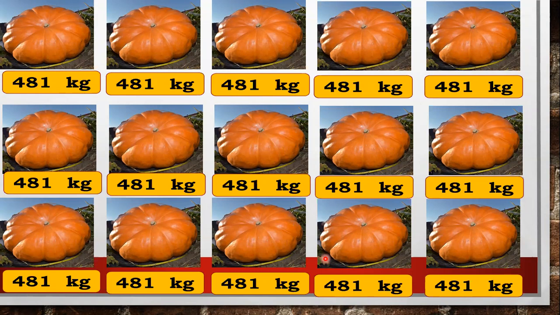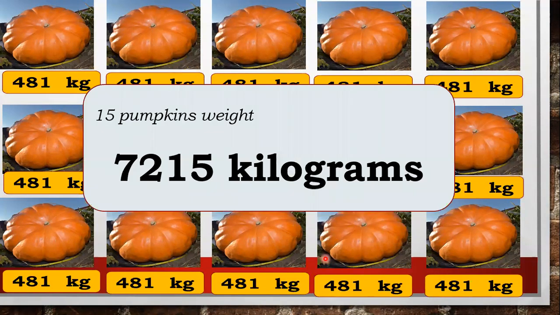So as you can see, we do have 15 pumpkins. 1, 2, 3, 4, 5, 6, 7, 8, 9, 10, 11, 12, 13, 14, 15. And we emphasize the number of kilograms of the pumpkins. Now, if we are going to multiply 481 by 15, we will get a total of 7,215 kilograms. So 15 pumpkins weigh 7,215 kilograms.